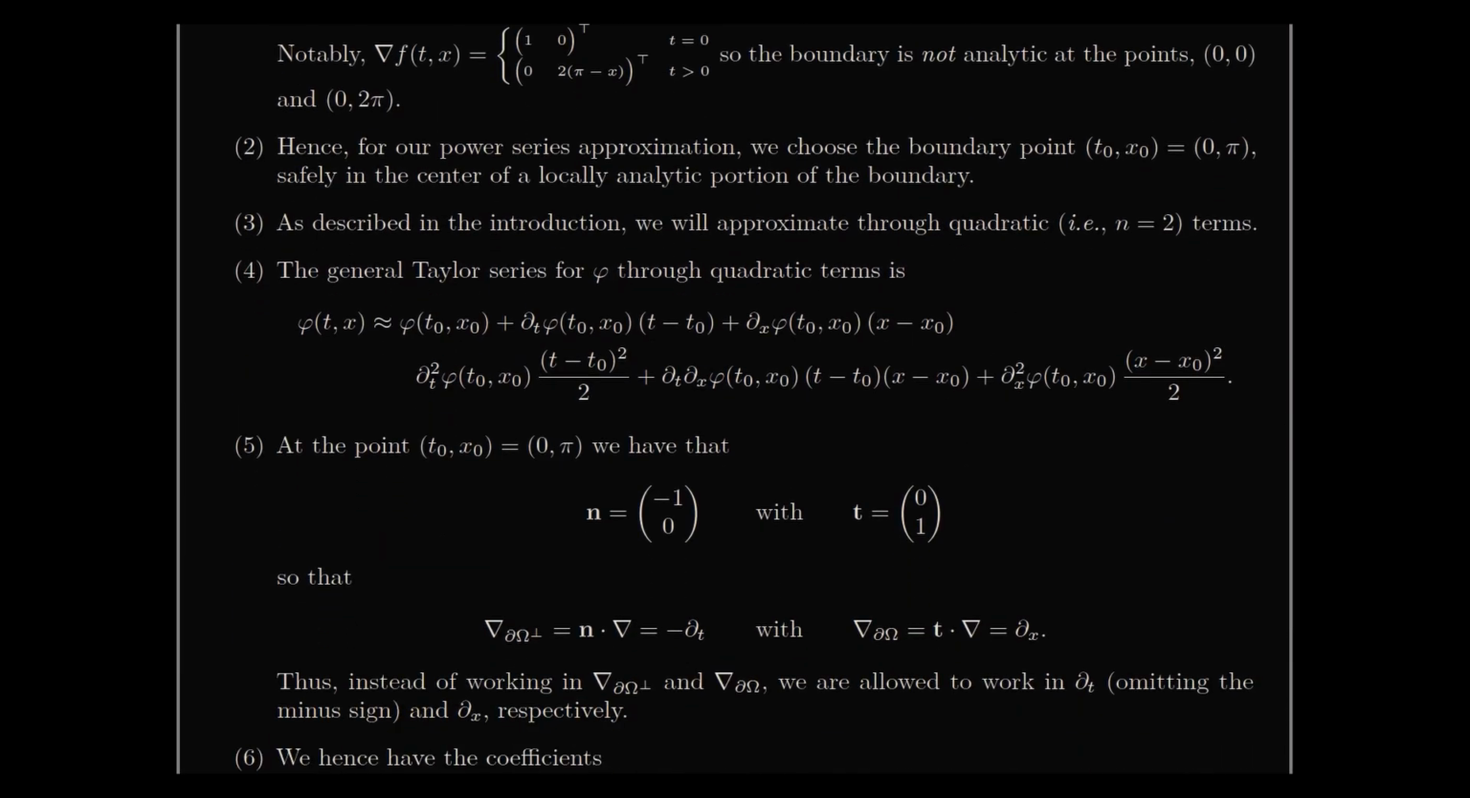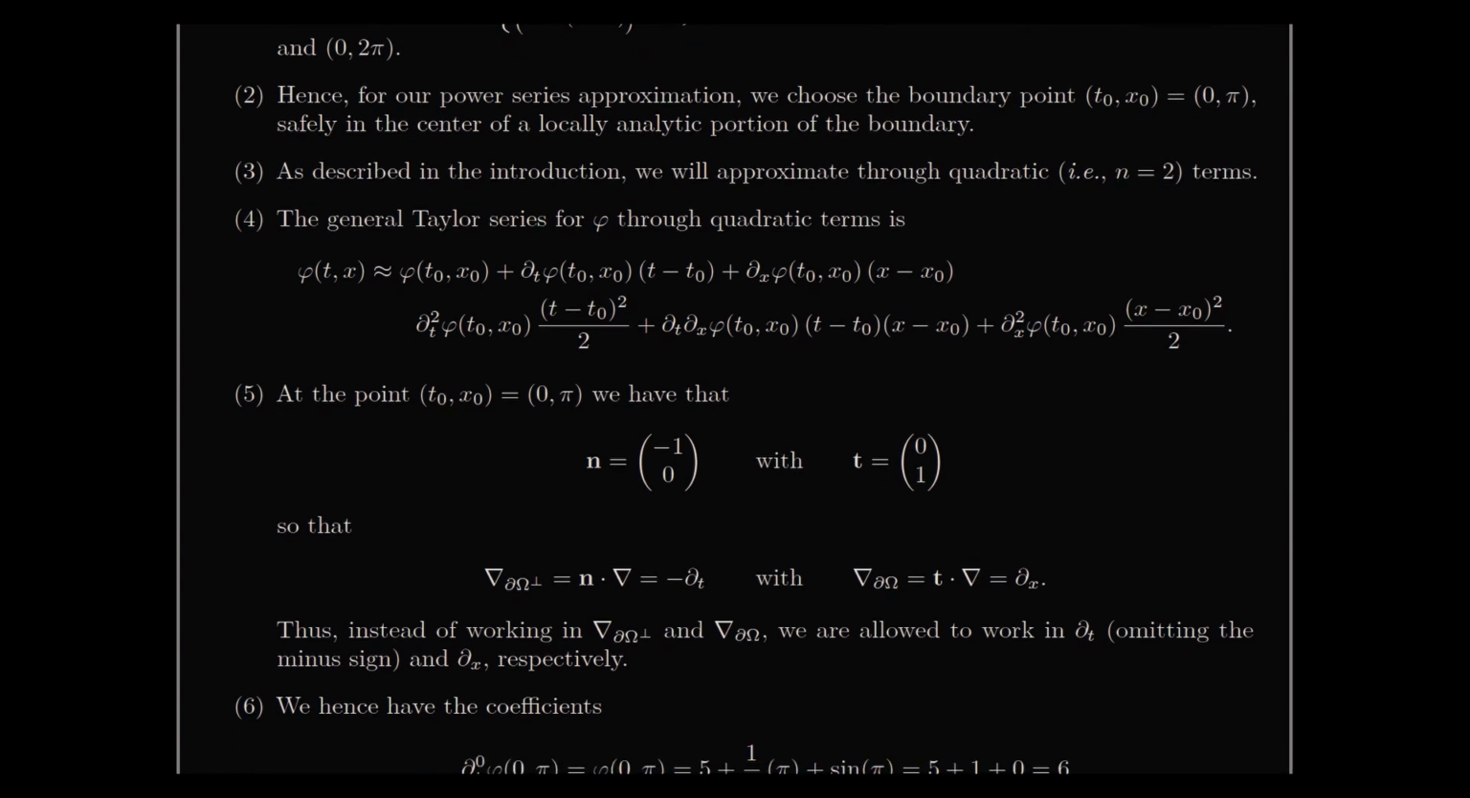So moving to step 3, we want to decide the order to which we're going to approximate. Let's just decide on quadratic for now. So we'll fix our Taylor series terms at n equals 2. And then step 4 says, if we decide on n equals 2, let's make sure we know what that looks like.